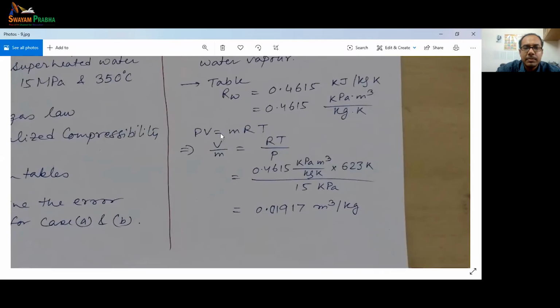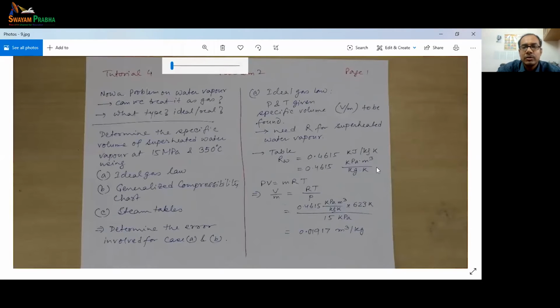Now you apply PV equal to mRT. V over m is your specific volume, so you take it to one side. The rest is RT by P, all of which are known now, and you can find the specific volume. The value is 0.01917 meter cube per kg. That's what you get for the given temperature and pressure if you use the ideal gas law.